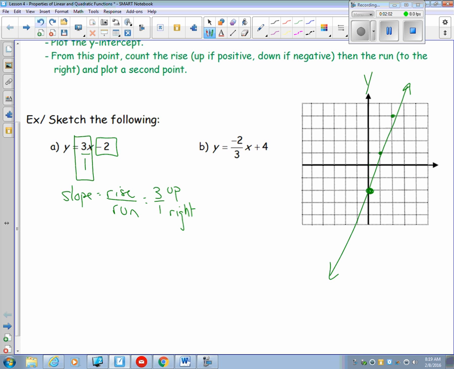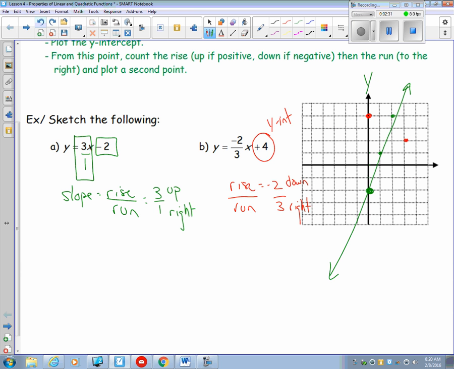If we try the second one, our y-intercept this time would be 4. Remember, that's where we cross the y-axis. 1, 2, 3, 4. From there, we're going to go a rise of -2 and a run of 3. The negative is telling me to go down this time. Again, the bottom always goes to the right. So I'm going to go down 2, 1, 2, and over 3 to the right.